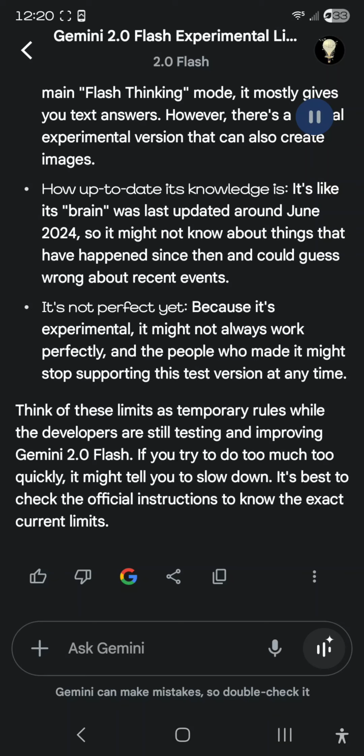It's not perfect yet. Because it's experimental, it might not always work perfectly, and the people who made it might stop supporting this test version at any time. Think of these limits as temporary rules while the developers are still testing and improving Gemini 2.0 Flash. If you try to do too much too quickly, it might tell you to slow down. It's best to check the official instructions to know the exact current limits.